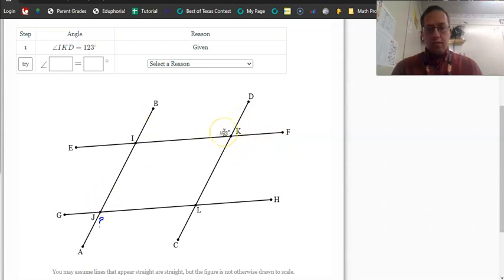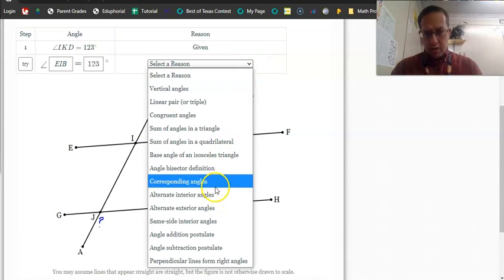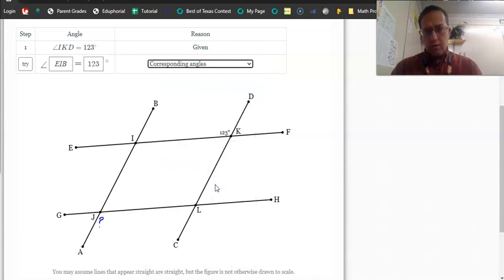So let's see, how can I get from here to something that does relate to the angle I want? Well, I either have to move it over here or I have to move it down there. Either way, doesn't matter. I'm going to come over here to angle EIB. What's the relationship between EIB and IKD? Well, they're corresponding, right? They're both in the same position, so that means they're going to be congruent. And how did I know that? Because they are corresponding angles.